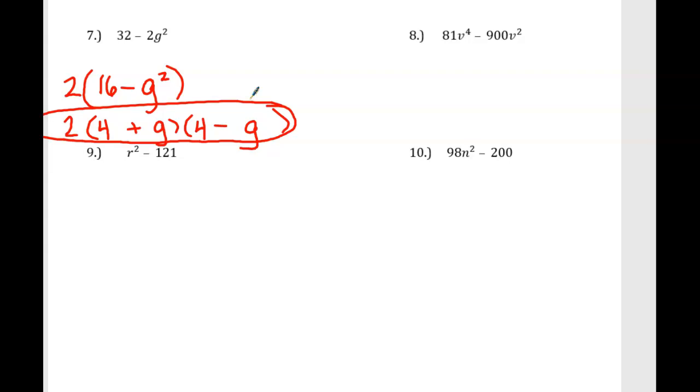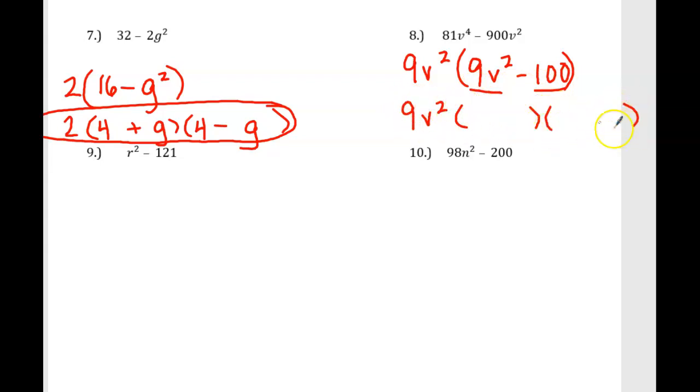All right, number 8, we're going to start by factoring out a 9v squared. And when we do that, we get 9v squared minus 100. Again, what's in parentheses? They're both perfect squares, so we're going to continue factoring. And this would be 3v times 3v is 9v squared, and then we'd have the square root of 100 is 10, so plus 10 minus 10.